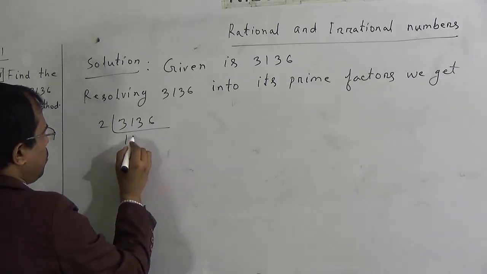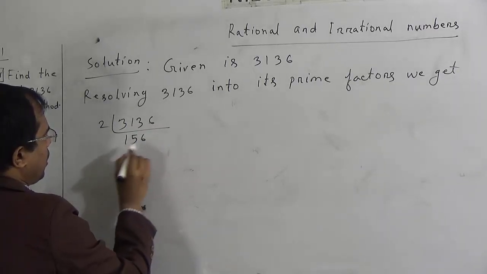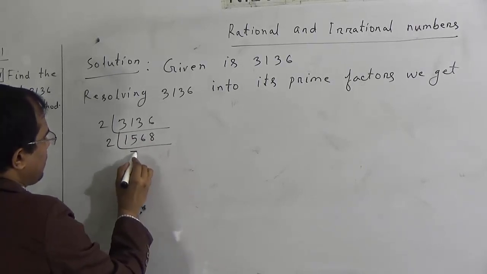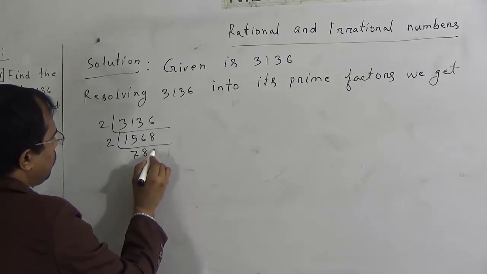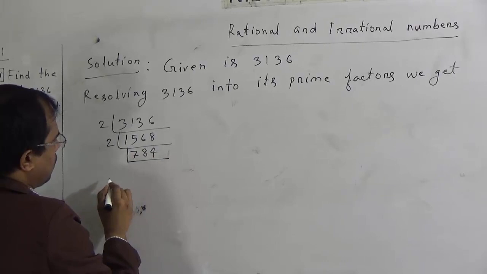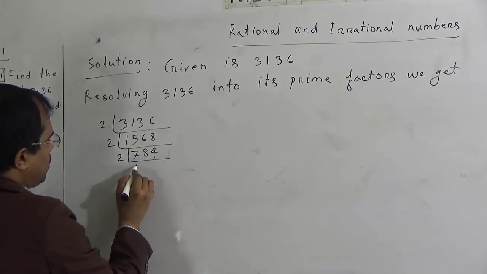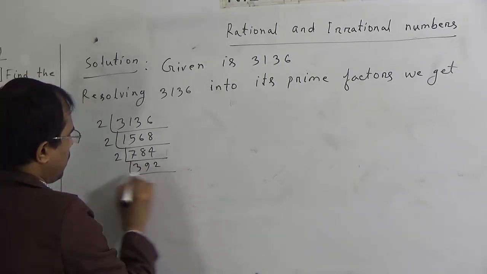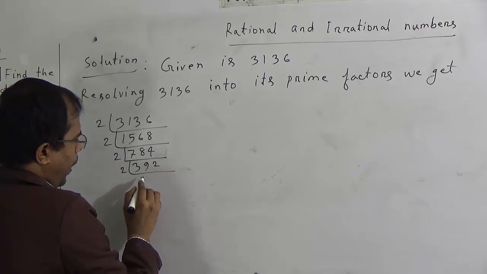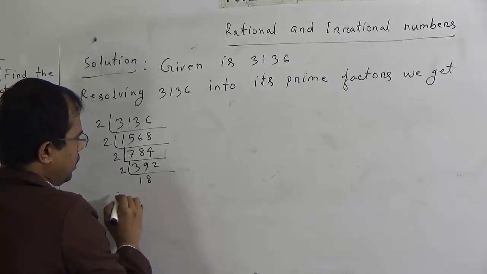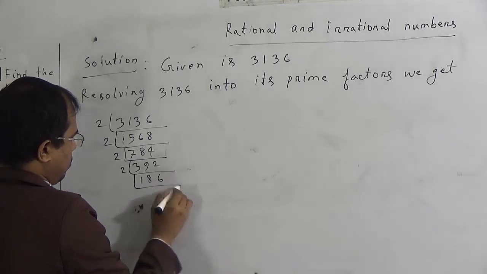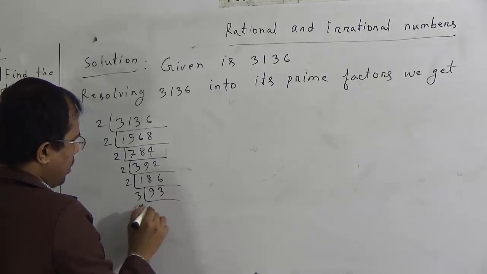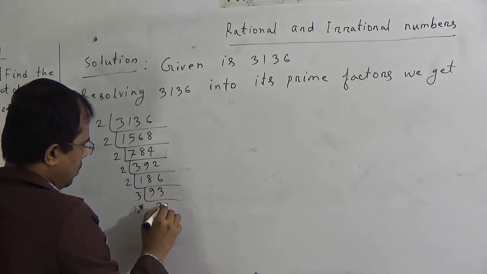Here 2 ones are 2, 2 fives are 10, 2 sixes are 12, and 8 twos are 16. Then again you can divide it by 2: 2 sevens are 14, 2 eights are 16, and 2 fours are 8. Then again you can divide it by 2, 2 threes are 6, 2 nines are 18, 2 twos are 4. Again you can divide it by 2. Again 2 nines and 2 threes. Now we can divide it by 3, 3 threes are 9, 3 ones are 3.